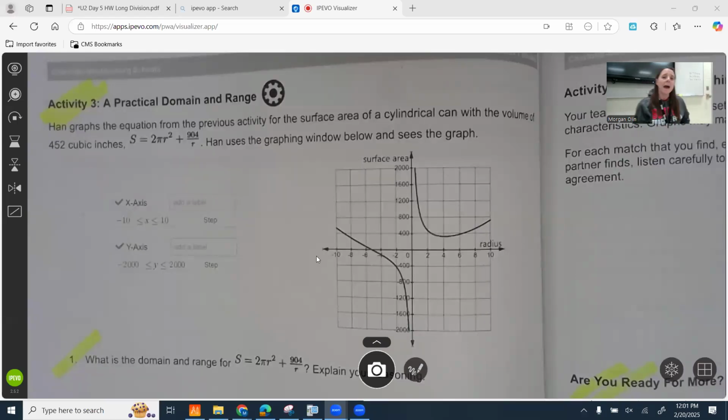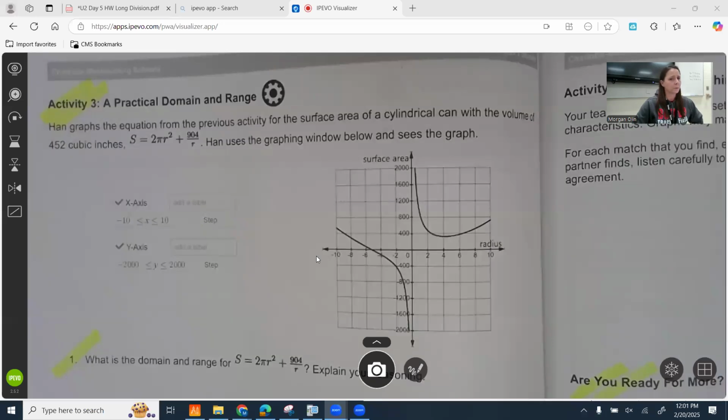All right, welcome back to day one of Unit 4. We were talking about surface area. So this is part 2. If you haven't watched part 1, make sure you go and watch part 1. All right, we're on page 150. We're looking at activity 3 of this one, a practical domain and range.